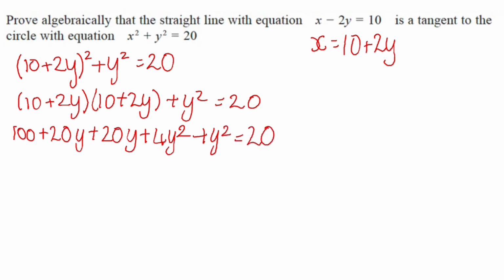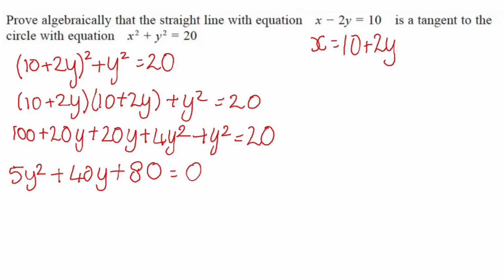Now we're going to collect the like terms and rearrange it so that it's equal to 0, so that we are able to solve this quadratic. If I rearrange it, we end up with 5y squared by adding these two together, plus 40y by adding these two together, and then we have 100 take away the 20, so we've got plus 80, and that is equal to 0.